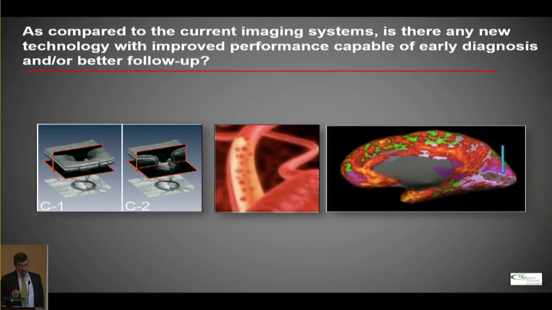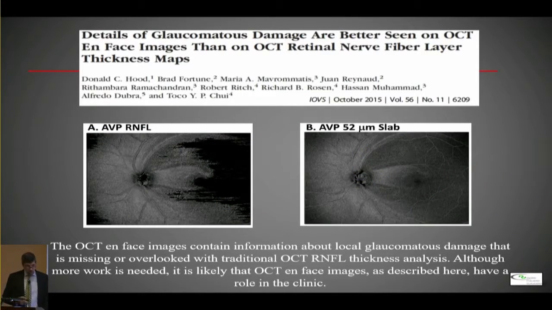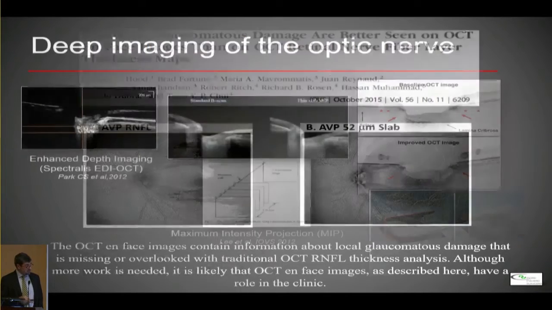But compared to the current imaging technology, is there anything new that can have a better performance, capable of early diagnosis or better follow-up? Well, there's quite a bit going on. We now have en face images done by OCT, where, together with the analysis of the thickness of the retinal nerve fiber layer, we are analyzing the change in reflectivity of the retinal fiber layer, and this would probably help us in the future to gain in terms of sensitivity and specificity.